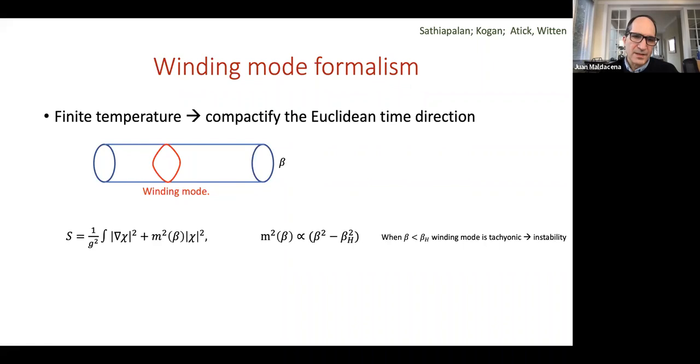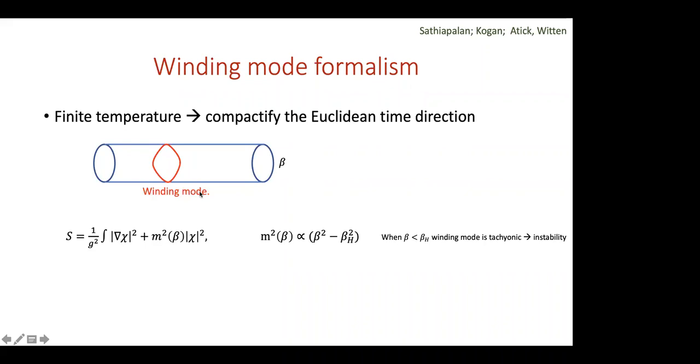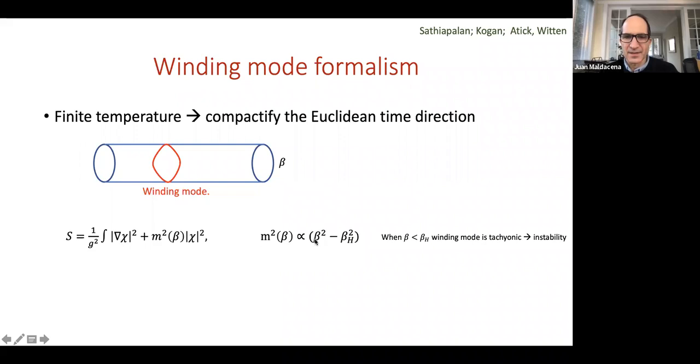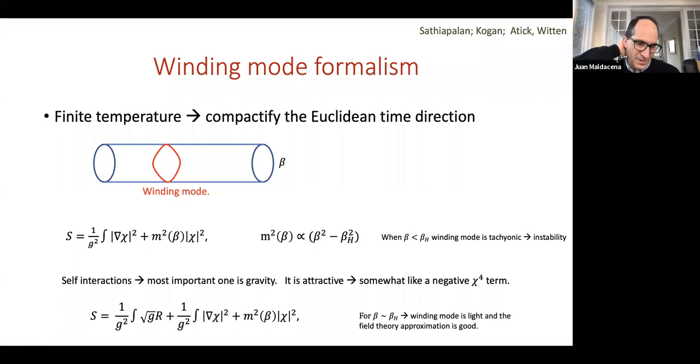And this winding mode has a mass. If you view it as a field in the lower dimensions, the spatial dimensions, it has a mass which is of order beta squared minus some constant, and this constant is also the square of the inverse Hagedorn temperature, which we discussed before. So when we get to this special temperature, this mode becomes massless, and if we have a beta slightly bigger than beta_H, or temperature slightly below the Hagedorn temperature, this mode is very light, and we could include it as one of the light modes in the action for the spatial theory, for the spatial dimensions.